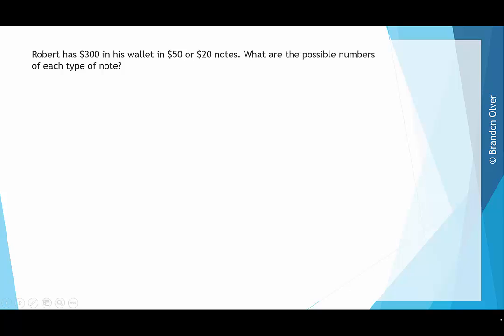In this question, Robert has $300 in his wallet, and it's known to be in $50 or $20 notes. And we're asked what are the possible numbers of each type of note. So first off, we can recognise this as a linear Diophantine equation. And we know that they are in the form ax plus by equals c.